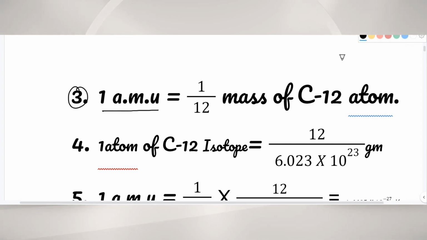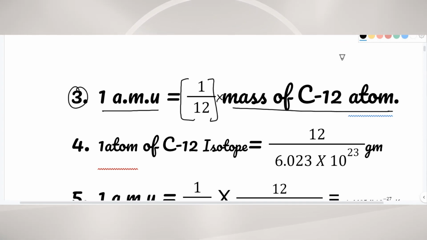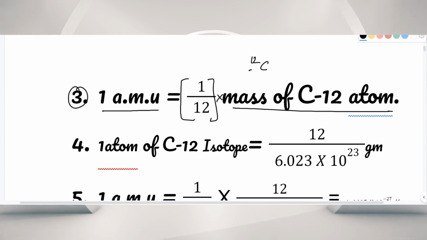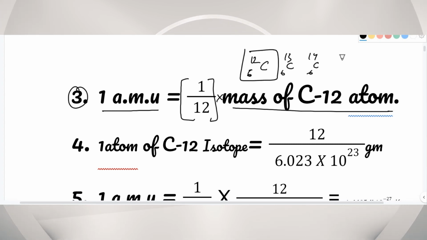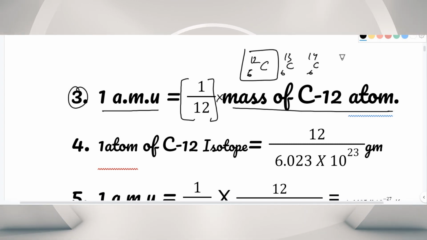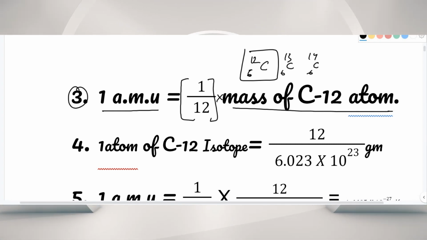Moving ahead, what is 1 atomic mass unit? That was the definition, but now the value. 1 atomic mass unit is actually 1/12 of the mass of 1 carbon-12 atom. Carbon has 3 isotopes, carbon-12, carbon-13, carbon-14. It is about carbon-12. Carbon-14 is used for carbon dating to know the age of fossils, but this is about carbon-12.